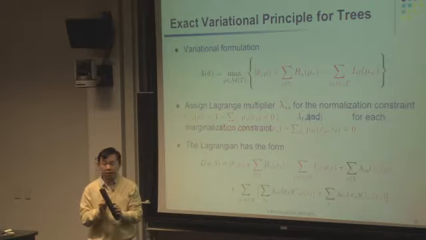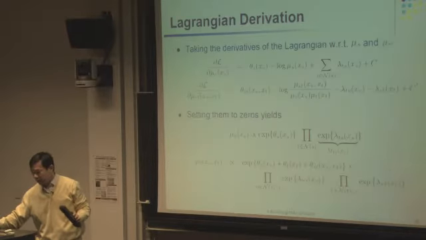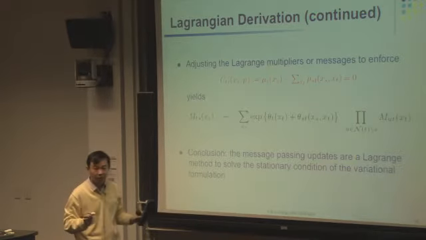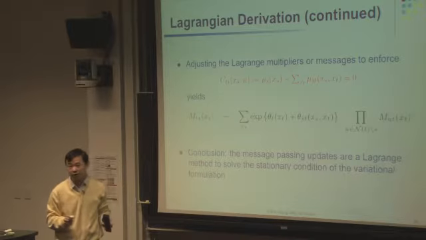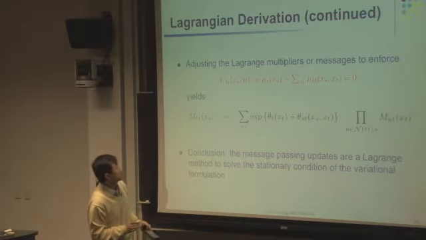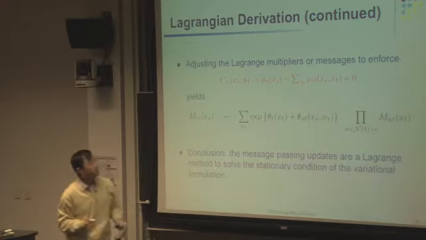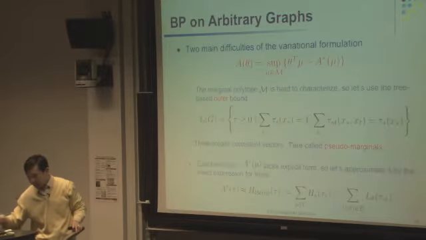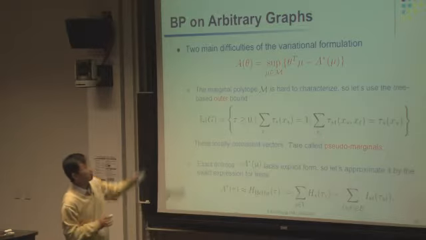Okay. And the story goes out of control when we have an arbitrary graphic model, where we cannot compute the entropy and also the marginal polytope. And by the way, this is the restatement of the message passing, which we actually saw before. So now let's see the arbitrary graph.